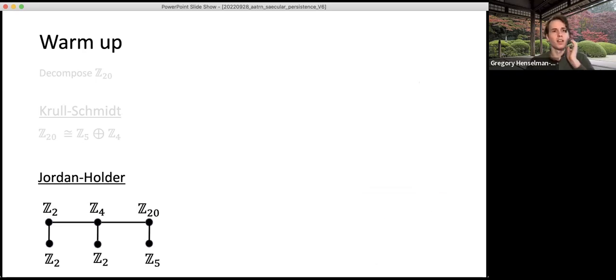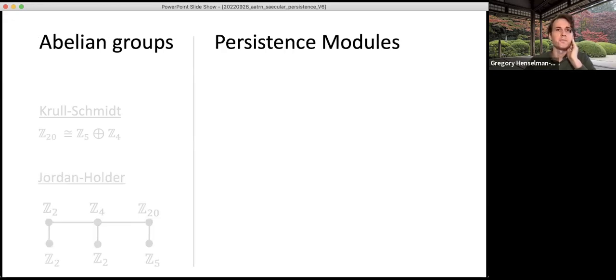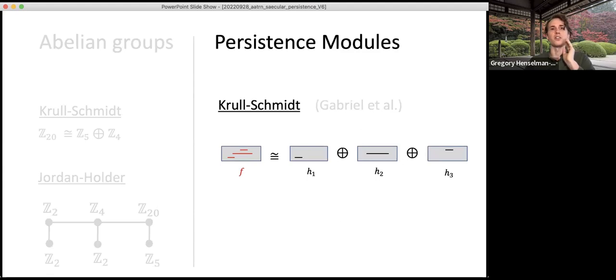So this is our picture of a composition series for an abelian group. And our first goal is going to be to talk about something like a composition series for a persistence module. How will that go? Well, first, here's a Krull-Schmidt decomposition of a persistence module. So this is a schematic picture.